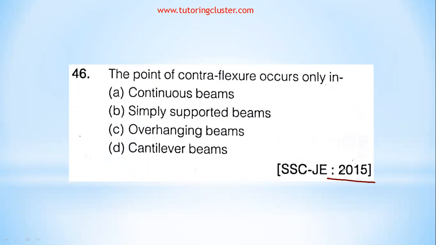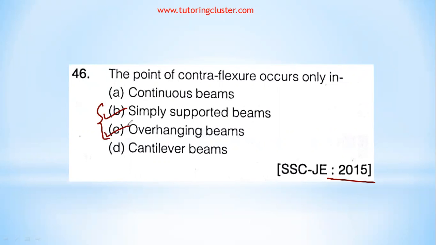Okay, see here, point of contraflexure means what? Bending moment changes its sign. Point of contraflexure may occur in a simply supported beam as well as in an overhanging beam. You will not find a point of contraflexure in a cantilever beam. It will be either in a simply supported or an overhanging beam. So I think basically both the options are correct.